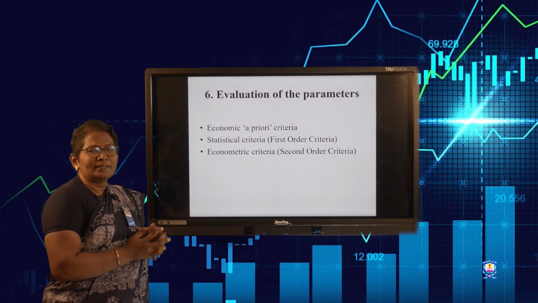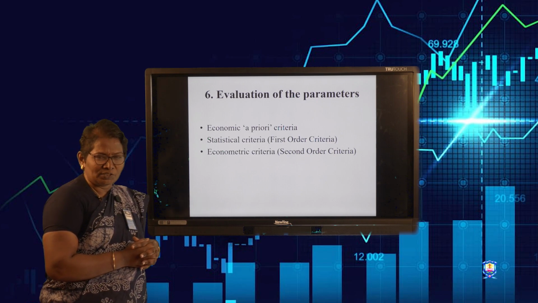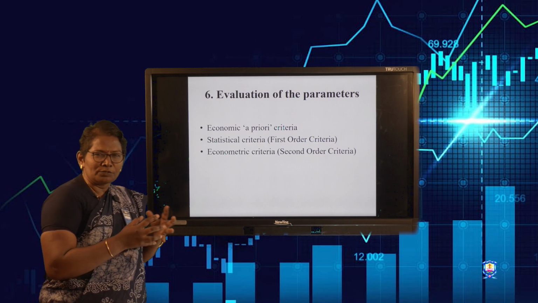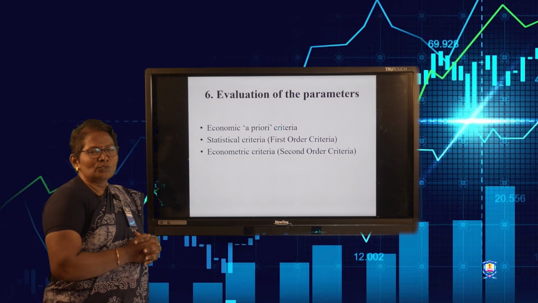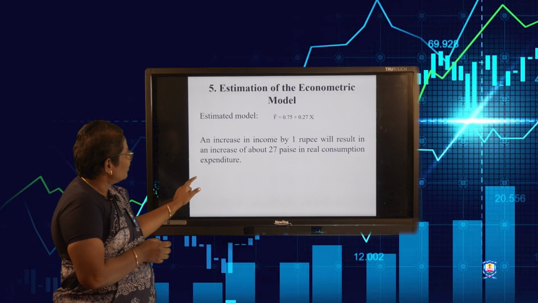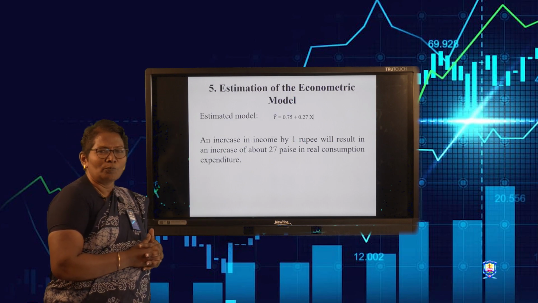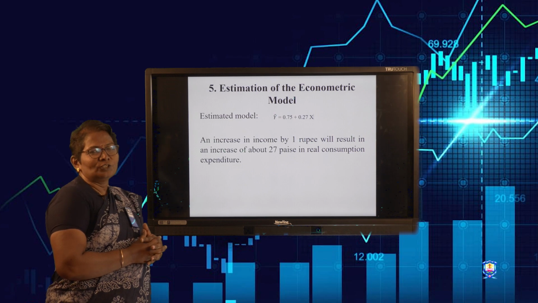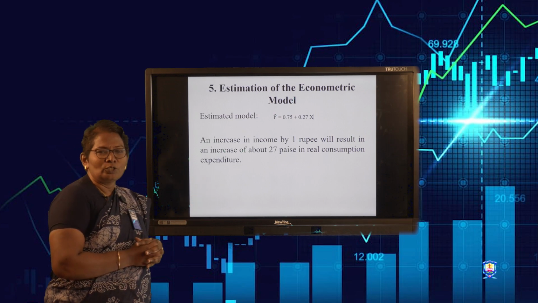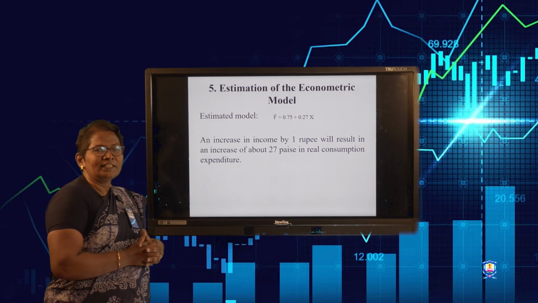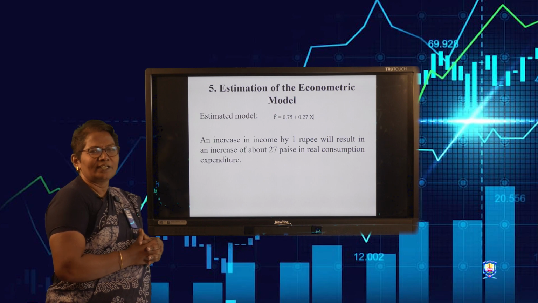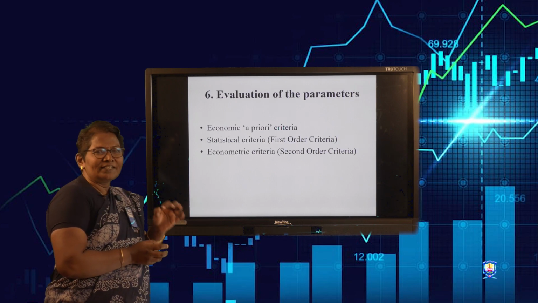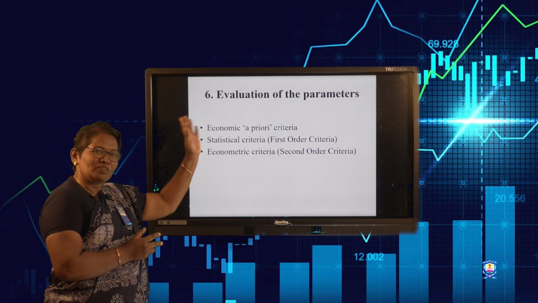For example, the Keynes psychological law of consumption prescribes that the marginal propensity to consume should always be positive but less than 1. If you take this prescription, our regression coefficient 0.27 satisfies this economic a priori criteria. The MPC is 0.27, which is in accordance with the prescriptions of Keynes psychological law. So, in that sense, we can call it a significant parameter because it satisfies the first criteria.